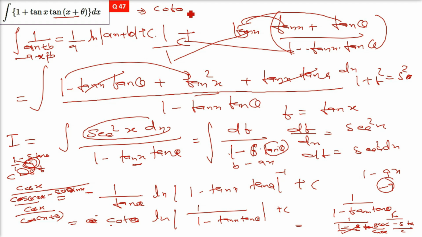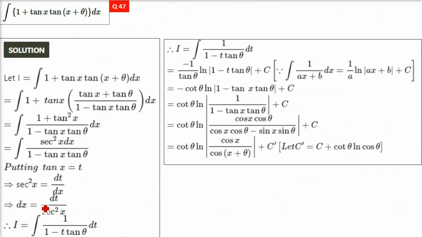It's cot theta ln modulus of cos x, from here we got cos x by cos x plus theta, plus constant of integration, and this constant of integration is actually a new one, because when you solve this 1 by 1 minus tan x tan theta in terms of sine and cos, you'll get a constant term also, and that constant term can be added with the constant of integration in order to get a new constant of integration, which is c dash, you can say. Alright, let me show you the result. This is the result we are talking about.